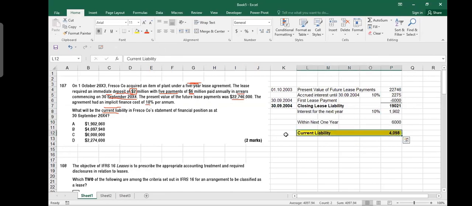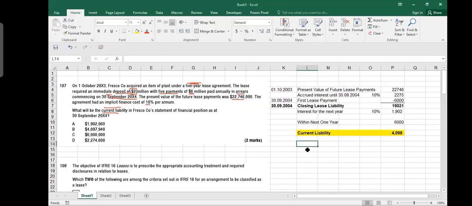This is your answer. Just remember, whenever they ask you for the current or non-current portion, you have to split the interest part. Interest never becomes a liability at the beginning. Interest is always accrued at the end of the year. So subtract the interest part. So 6 I have to give, but the next year's interest is 1.9. From 6, I subtract 1.9. This is the principal amount, and this is my current portion of the liability.